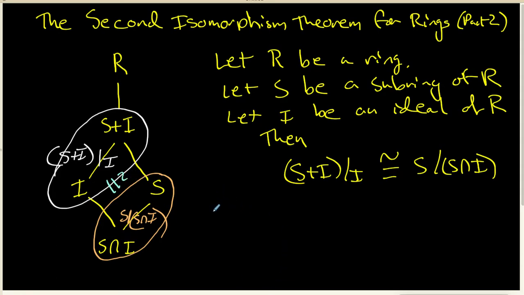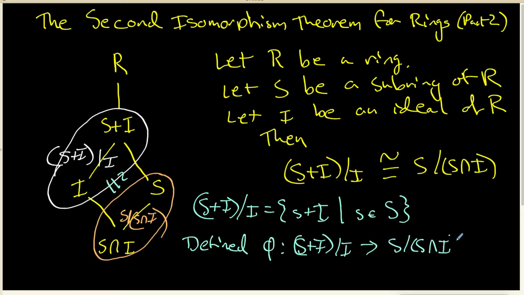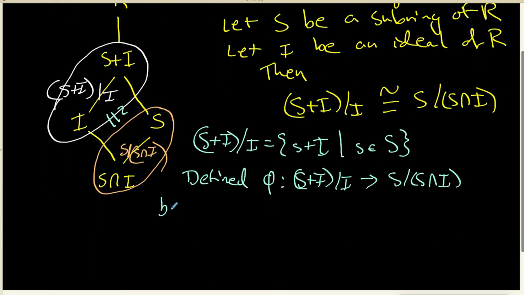Now, in the previous video, we discovered the following things. The first thing that we discovered was that the elements of S plus I mod I were nothing more than the left cosets of I that happen to have representatives pulled from the subring S. And the other thing that we did is we defined a map phi from the quotient ring S plus I mod I to the quotient ring S mod S intersect I by the formula phi of little s plus I is just going to be little s plus S intersect I.